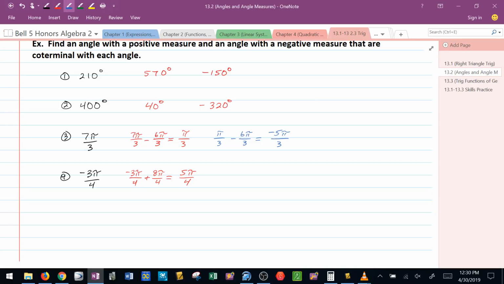For another negative, well, I already have the negative 3 pi over 4, but I'm going to subtract from that 8 pi over 4, which is going to take me on another trip clockwise around the unit circle, and that takes me to negative 11 pi over 4.